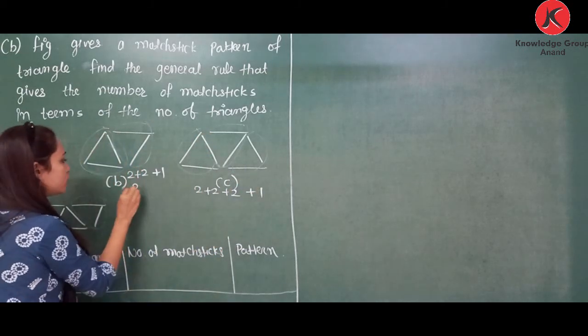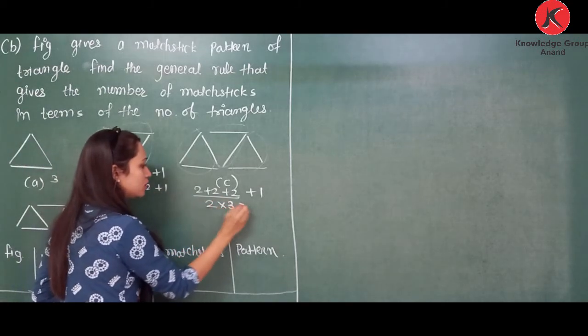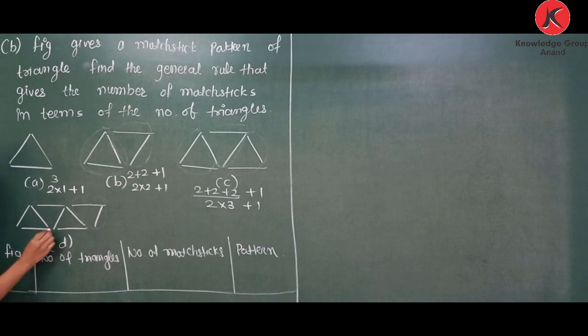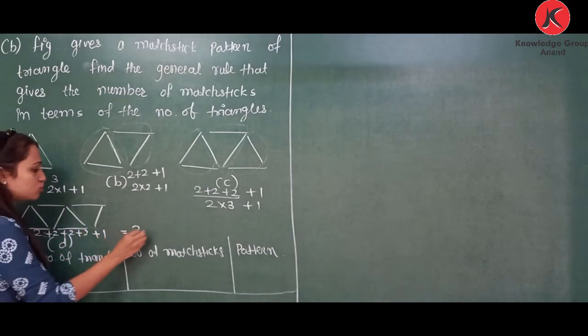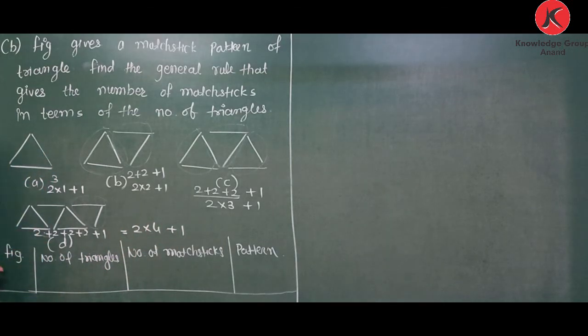So here we can write 2 multiply 2 plus 1. Here we can write 2 multiply 3 plus 1. For this one we can write 2 multiply 1 plus 1. 2 ones are 2, plus 1, 3. Now for this one, here we can write 2 plus 2 plus 2 plus 2 plus 1. So that is 2 multiply 4 plus 1. Clear?